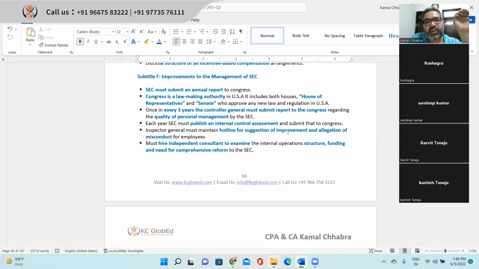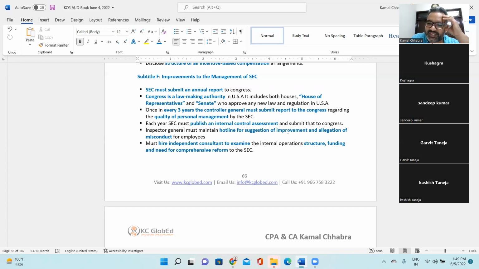The Securities and Exchange Commission must submit its annual report to Congress. They made it mandatory for the SEC to submit its annual report to Congress, like a report to Parliament, right? What is Congress in the US? It is the lawmaking authority. What are the lawmaking bodies? The House of Representatives and the Senate, like we have Rajya Sabha and Lok Sabha in India. What is Senate? What is the House of Representatives?